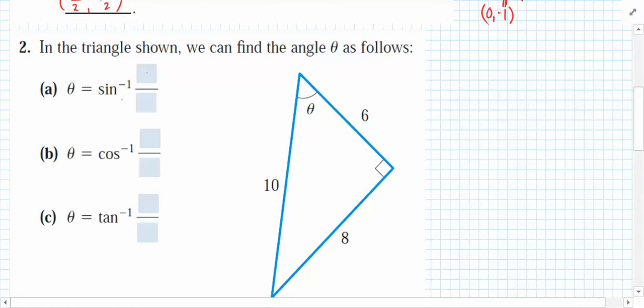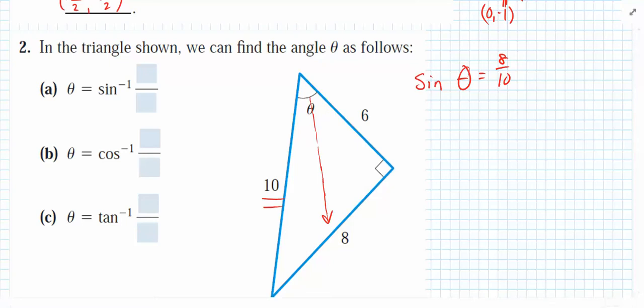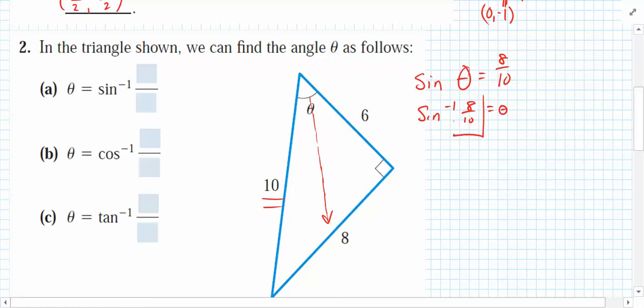In question 2, we're asked to identify the arcsine, arccosine, and arctangent of our theta measurement here. Now we're used to using a regular sine, cosine, and tangent measurement, and if we were to use the sine function here, we'd have to consider the opposite side and the hypotenuse. So sine of theta would be equal to 8 divided by 10. Therefore, sine inverse of 8 divided by 10 would be equal to theta. And this is the fraction that we're looking for as our answer over here.